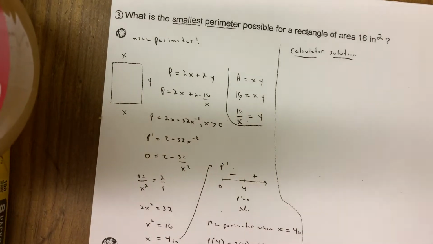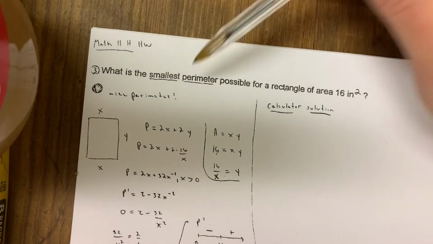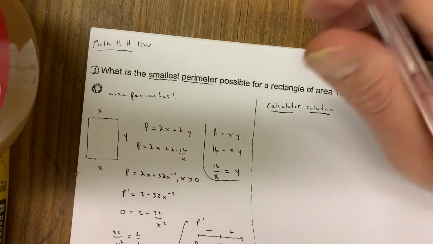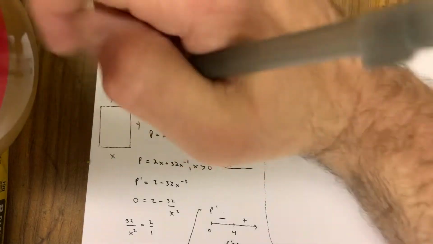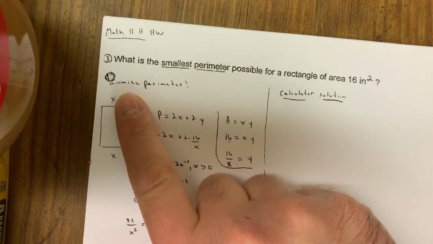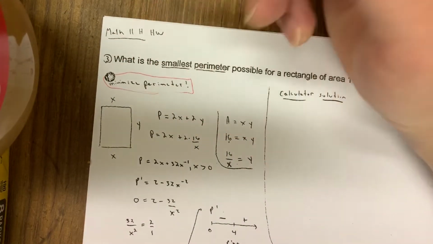So if you just take a look at the homework, this is from Wednesday night right here. What is the smallest perimeter for a rectangle of area 16 square inches? Remember the process, okay? The first thing you want to do is find out what to maximize and minimize. We want to minimize perimeter. Looks like that was kind of cut off right there by the copy machine. So we want to minimize perimeter, and that means we've got to get an equation for that thing, all right?